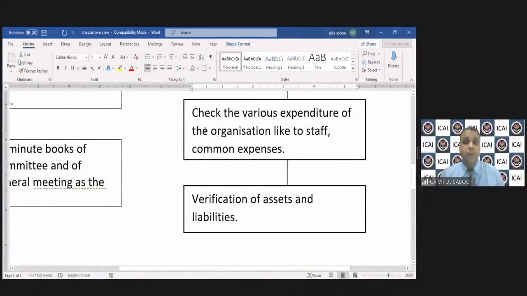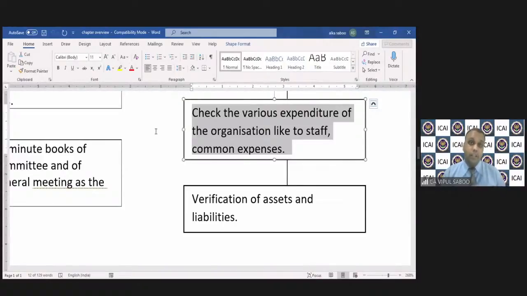Check the various expenditures of the organization, like staff and common expenses. So what are you doing if the normal tea and coffee expense is somewhere around 10,000 to 15,000 per month, and we have debited tea and entertainment expenses of 50,000? Why are you drinking so much tea? There are only 4 to 5 people in the organization, and you're drinking tea like anything. You're not having breakfast or lunch, just tea every time, 50,000. So this is something which hits the materiality factor, SA 320. So you have to check this, because embezzlement may be there.